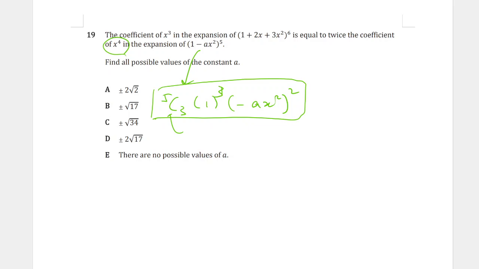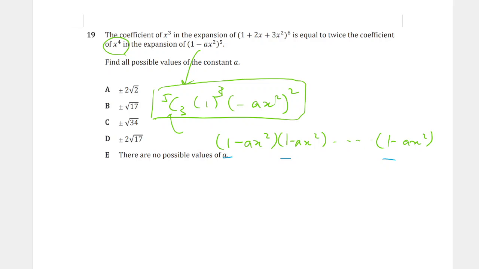Let me explain why it is 5 choose 3. Because you have 5 brackets: 1 minus ax², 1 minus ax², and so on. Every term in the expansion is made of a product. So how do I make the product? Well, you choose one term from each bracket. For example, I can choose all the 1s. If I choose all the 1s, that would form a 1 in my term, because 1 times 1 times 1 times 1 times 1 is 1.